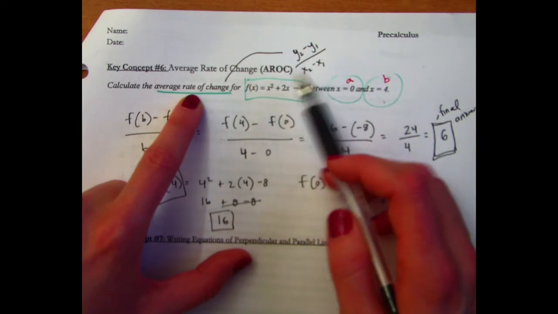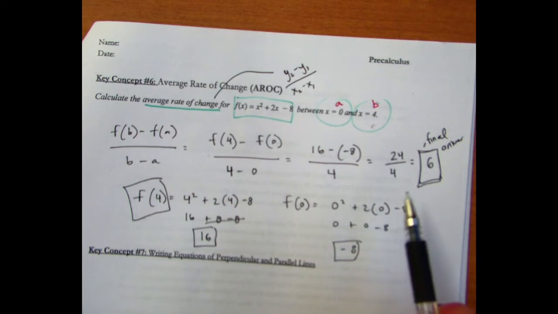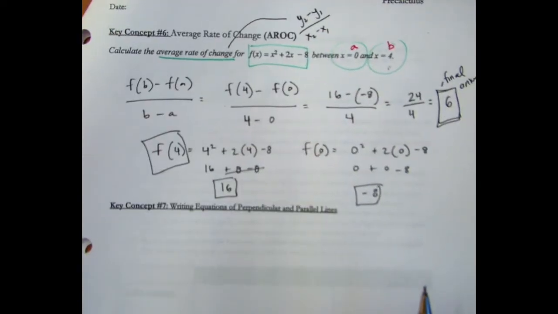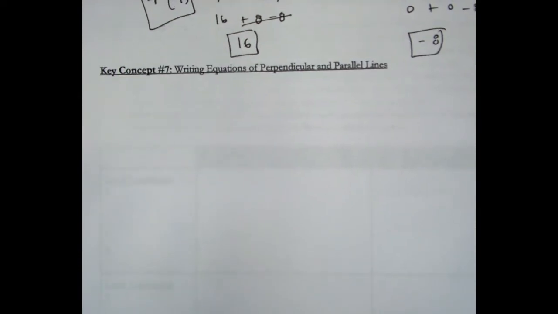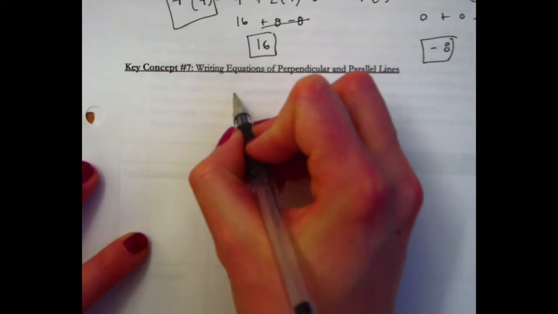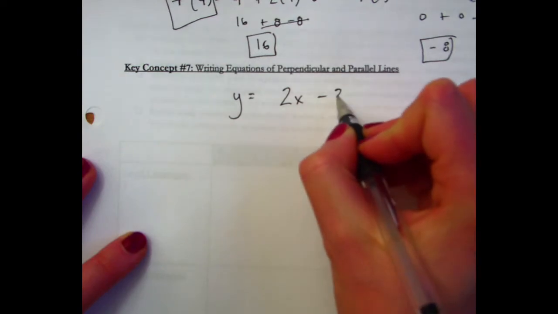Okay, this video is getting pretty long, so last key concept, writing equations of perpendicular and parallel lines. For these problems, you'll normally be given a line. So let's start with y equals 2x minus 3. So a line in the form y equals mx plus b, where the m, or the 2, is the slope, and the 3 is the y-intercept.